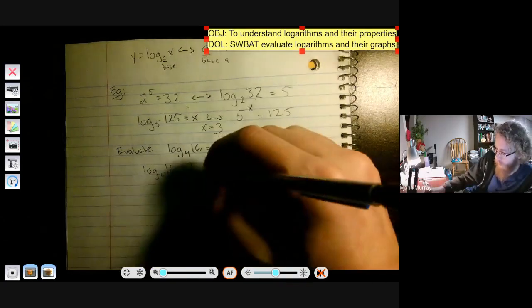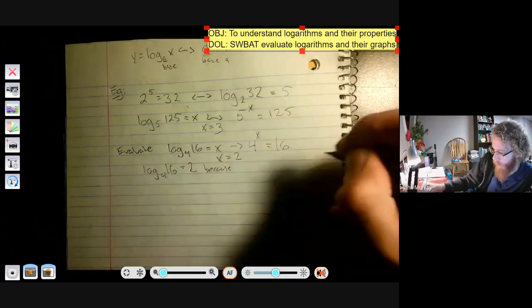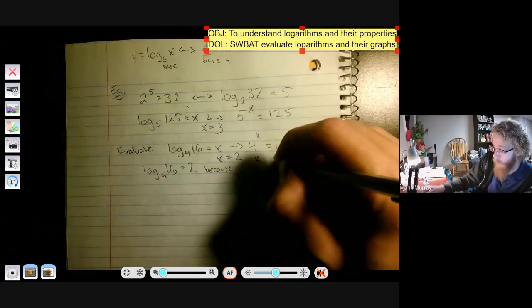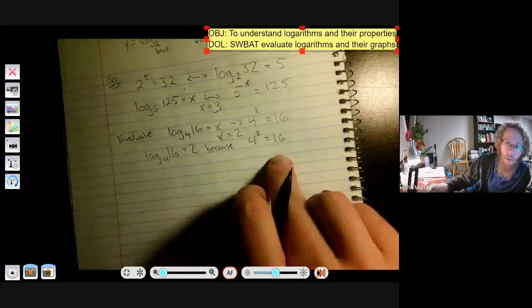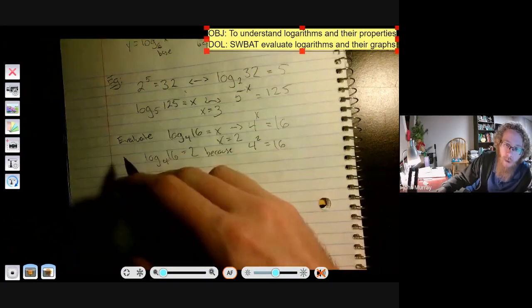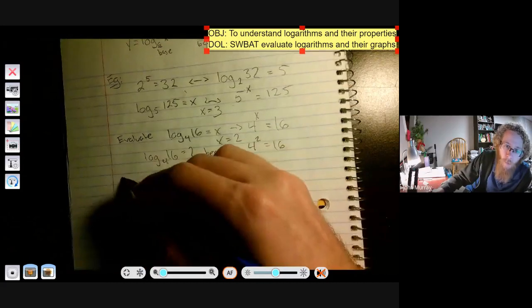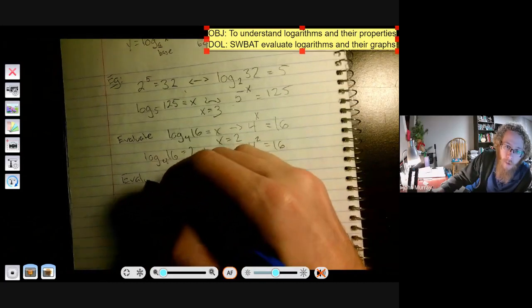All right, because 4 squared equals 16. So you can swap it like that. Just be careful though, because sometimes it may not look like it makes sense. But when you change it to this form, it might be a little more clear.